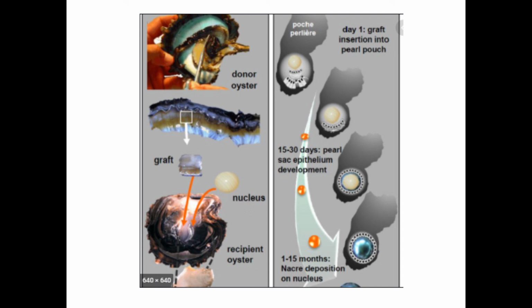And third one is gonadal insertion. It's an ideal method. So we have to implant the nucleus into the gonad by making a small incision. Okay, and the procedure is the same as that of mantle tissue insertion. That's it. These are the three methods of insertion of the nucleus and mantle epithelium into the host.